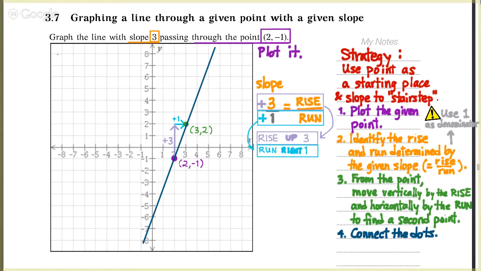And then as soon as we know that we want to rise by a certain amount and run by a certain amount according to our slope, then that's all we have to do, starting from the point that we planted our feet at. Here we rose up by 3, we ran to the right by 1, and located a second point on our line. And the instant you've located a second point on your line, you can connect the dots and have a graph for the line itself.